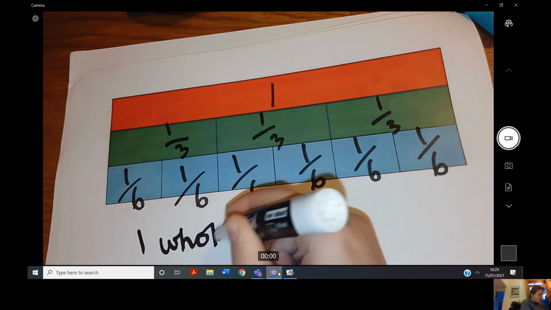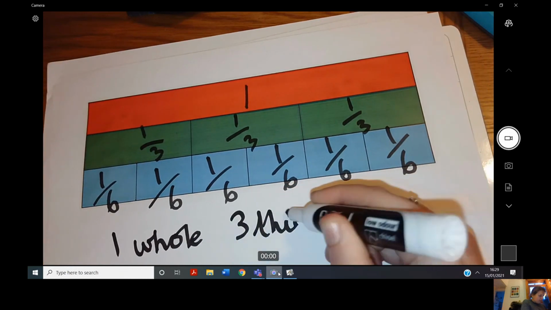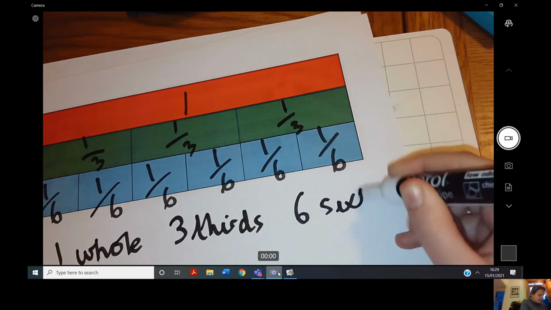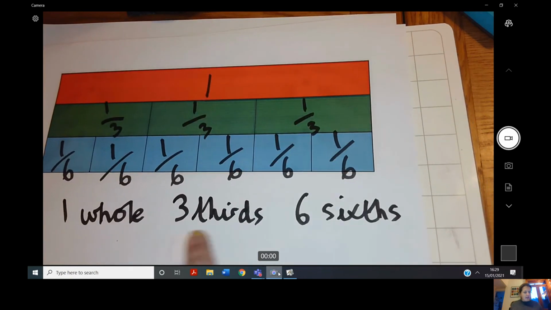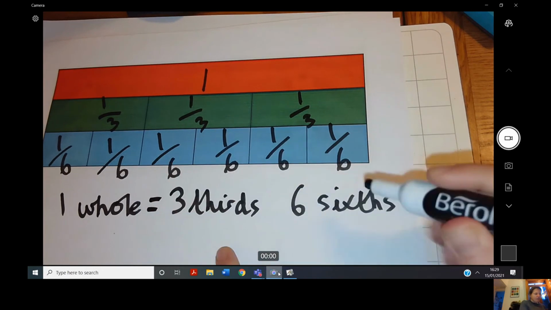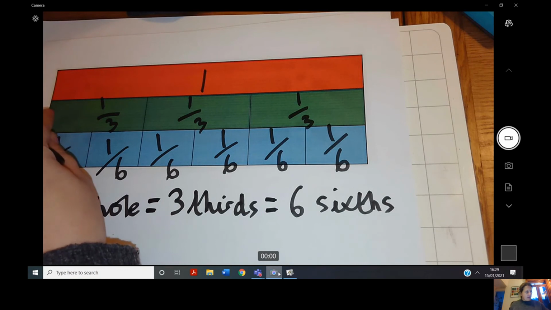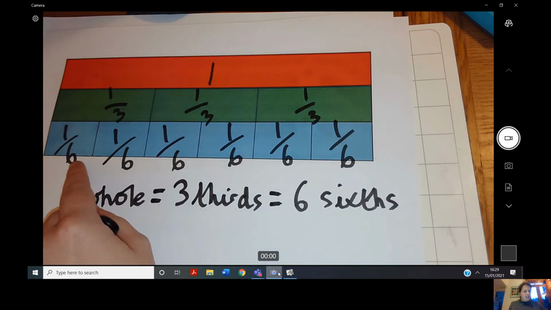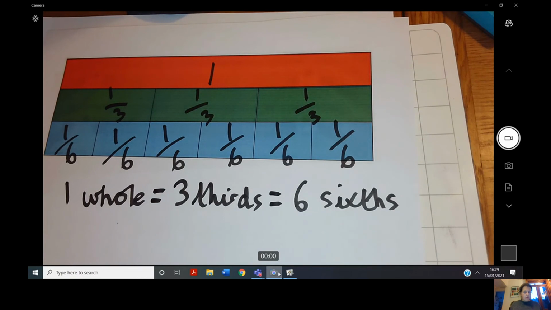So we can say 1 whole, 3/3, and 6/6. One whole is the same as 3/3. Let's put my equal sign so we know, and which is the same as 6/6. If I have a whole divided into 3 parts, I need 3 parts to make my whole. If I have a whole divided into 6 parts, I need 6 parts to make my whole. Straightforward.